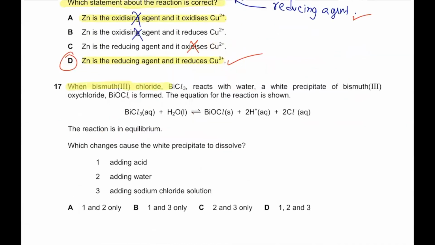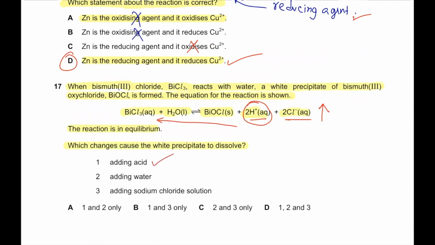Guys, 17. When bismuth chloride, BiCl3, reacts with water, a white precipitate of bismuth oxychloride is formed. The equation for the reaction is shown: BiCl3 plus H2O gives BiOCl plus 2H plus plus 2Cl minus. The reaction is in equilibrium. Which change causes the white precipitate to dissolve? So guys, if we increase the concentration of anything from here, the aqueous ions, we're going to shift the equilibrium in this direction. So adding acid, definitely yes, H plus ion, we're going to increase the concentration, and it is going to move towards the left.